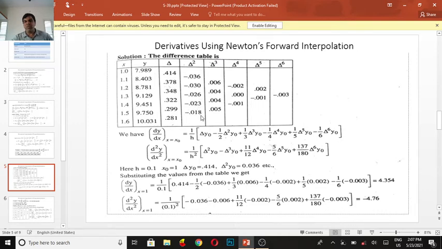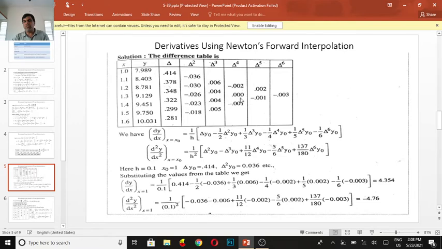minus 0.023, minus 0.018. Again, if we take the third differences, minus 0.030 minus of minus 0.036, we get plus sign, so the difference is 0.006. Again take this difference, 0.026 minus of minus, plus 0.030 is 0.004. So these are the third differences: 0.006, 0.004, 0.004, 0.005.